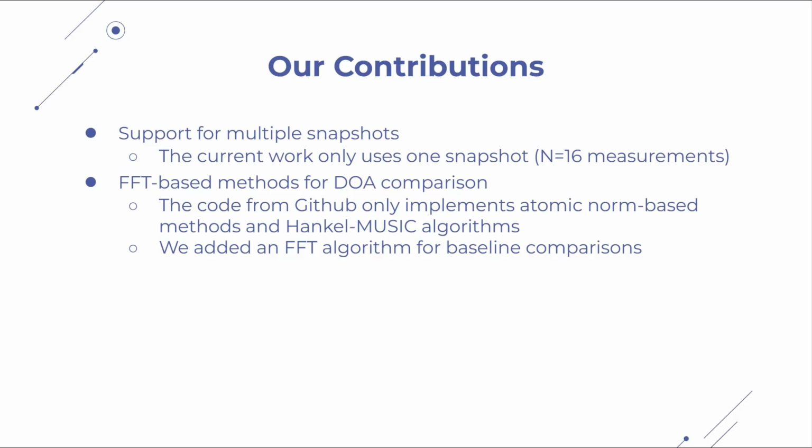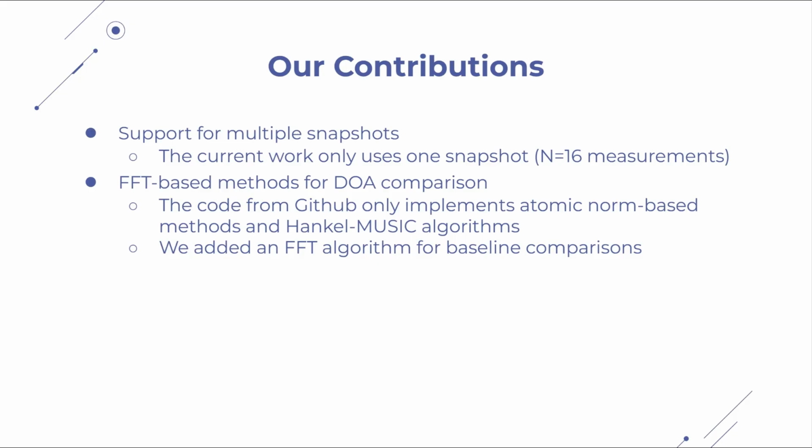Now, if we move to the next slide, in terms of our contributions, in order to build on the initial results from the paper, we introduced two contributions to the DOA estimation framework. First, we added support for multiple snapshots, since the original is based on Hankel methods and just a single snapshot. By incorporating multiple snapshots, we hope to average out the randomness and achieve a much more stable, accurate estimation of DOA. Additionally, we implemented a fast Fourier transform-based method for DOA comparison as a method for comparing our results.